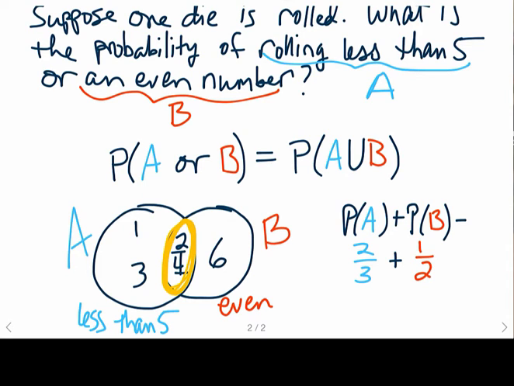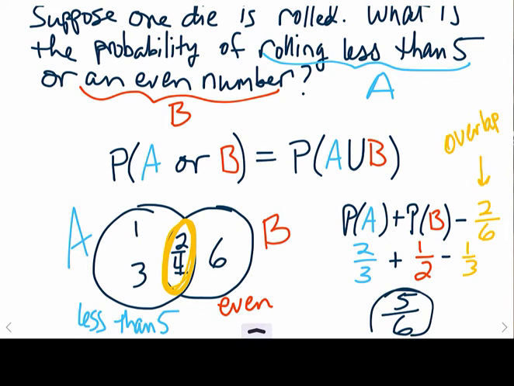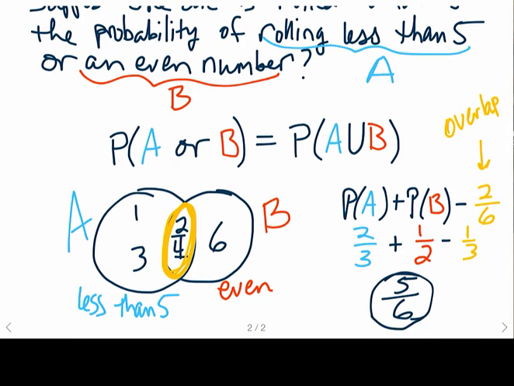So we have to subtract out the probability that you're even and less than 5, which actually turned out to be 2/6 or 1/3. So when we subtract off that 1/3, which could be considered the overlap, we end up with 5/6. And if you look at the sample space, you will see that of the 6 outcomes, 5 of them are either less than 5 or even.